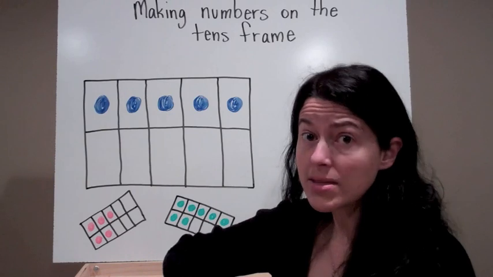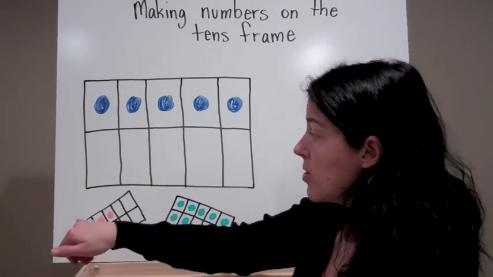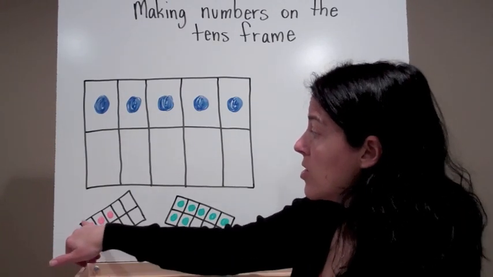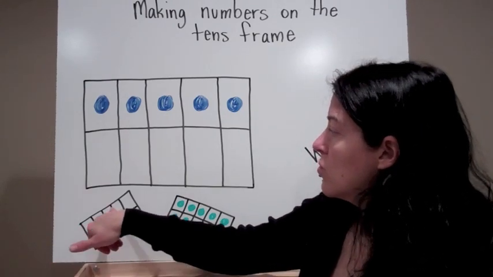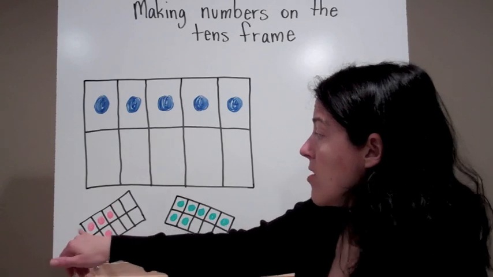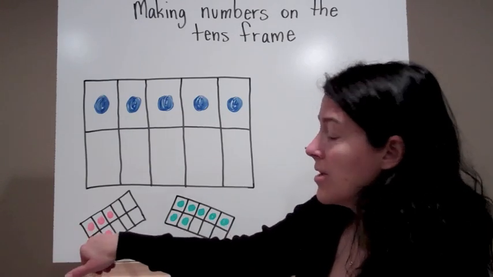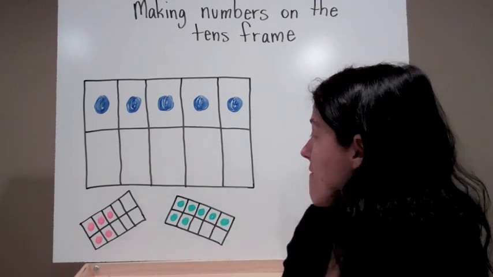Now there are other ways that we can see 5 on a tens frame. For example, down here we can look at it as pairs. So we have 2 and 2 and 1, which equals 5. Or we can count it as 3 and 2, which shows that we have 5.